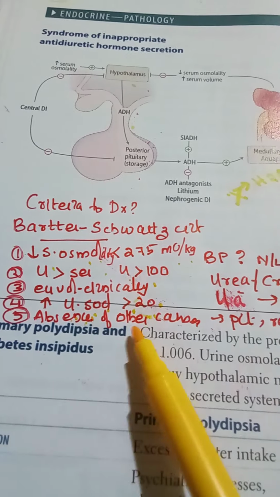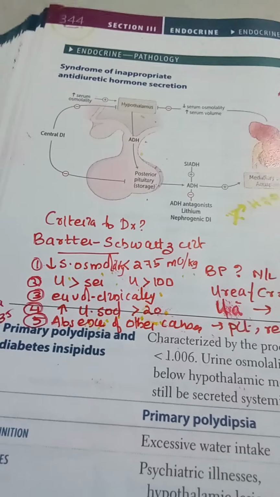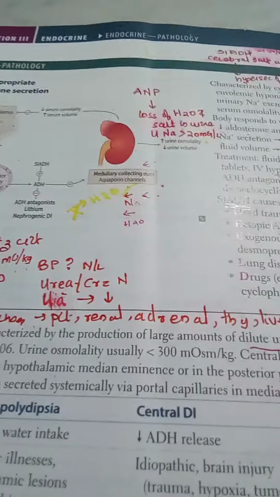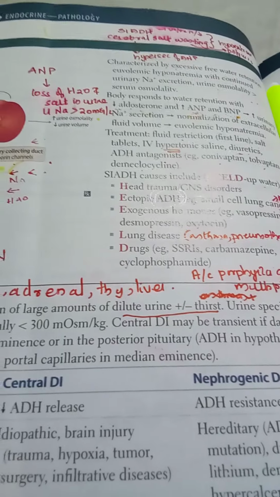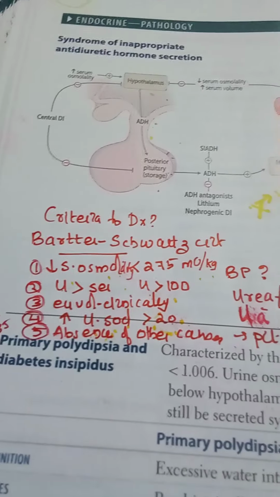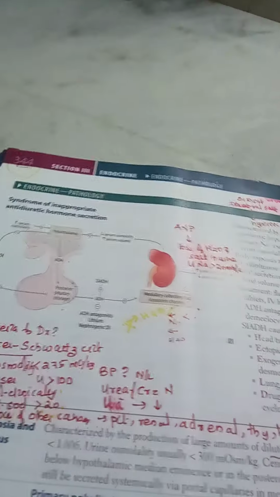And there is also absence of other causes. That is another criterion. There shouldn't be any other cause that claims to be the reason why this body is going to have hyponatremia. So absence of other causes like pituitary, renal, adrenal, thyroid and liver diseases. No other diseases like that. So these are the 5 criteria for the diagnosis of SIADH, the Bartter-Schwartz criteria. Now let us check the treatment.